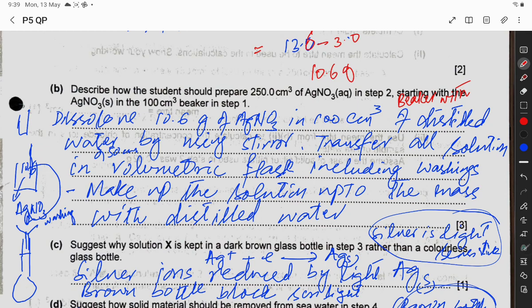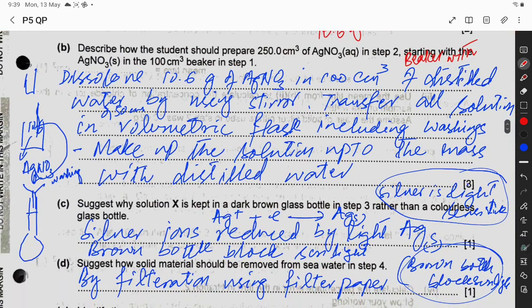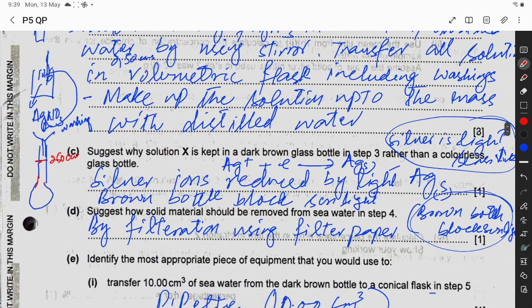Make up the solution up to the mark with the distilled water, or you can fill the volumetric flask up to the mark, like this is the mark of 250 centimeter cube. So after transferring all washings into the volumetric flask, fill this flask with distilled water up till this mark. So in this way, this is the solution of 250 centimeter cube.